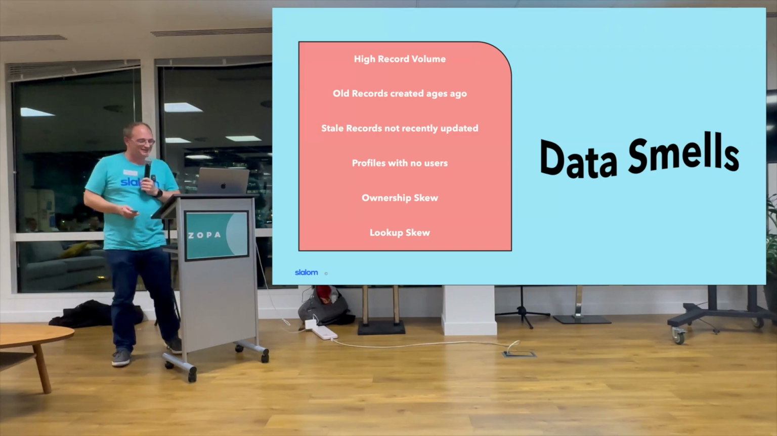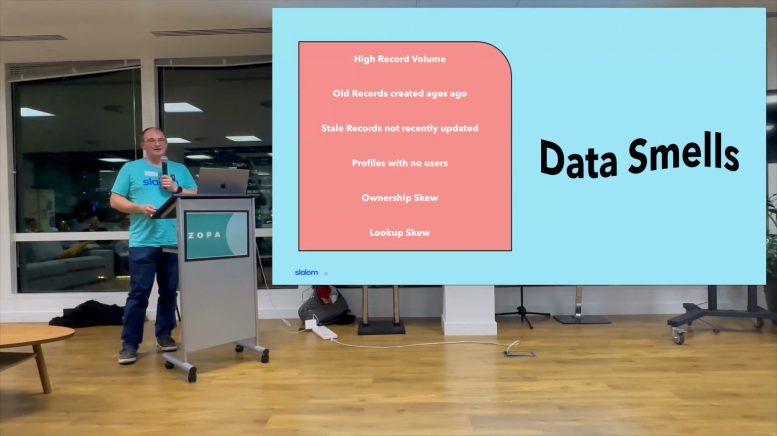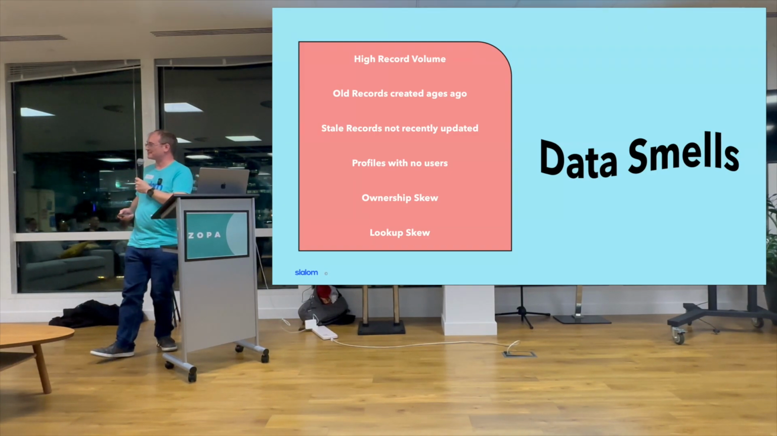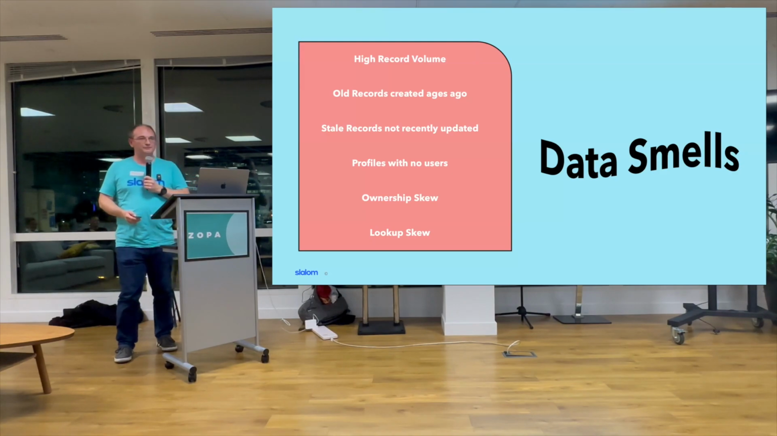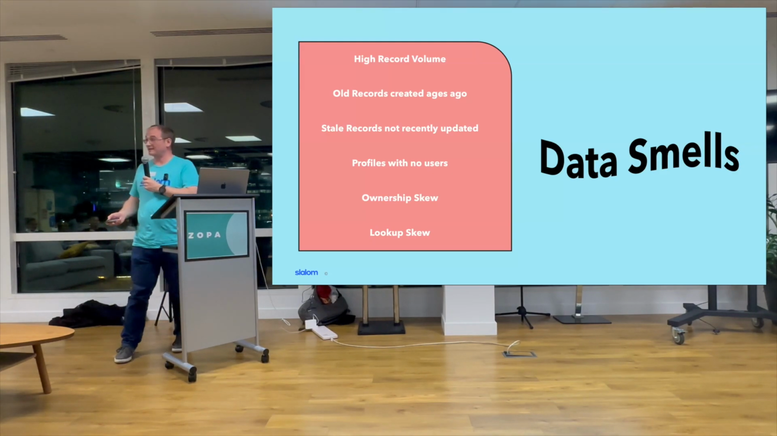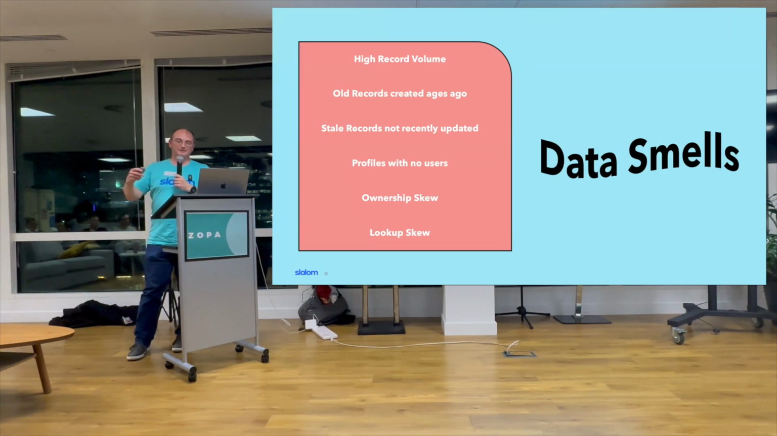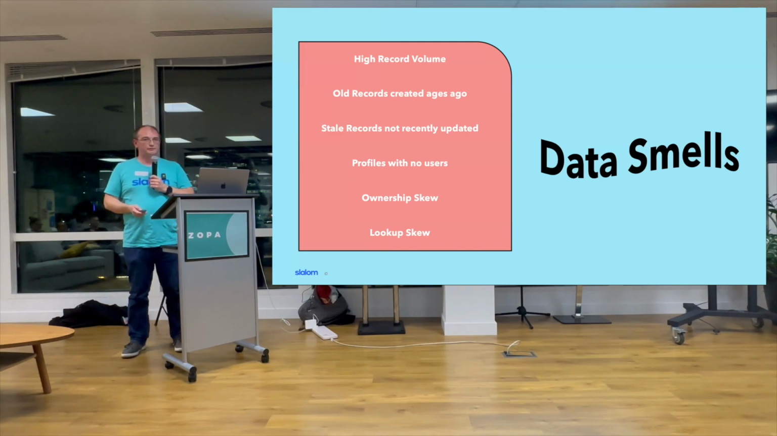Oh, right, okay. Anybody want to describe ownership skew? 10,000 records to one owner is ownership skew, and lookup skew is the same. It's any record that has 10,000 records looking up to it or pointing to it, and it causes problems with the sharing models.